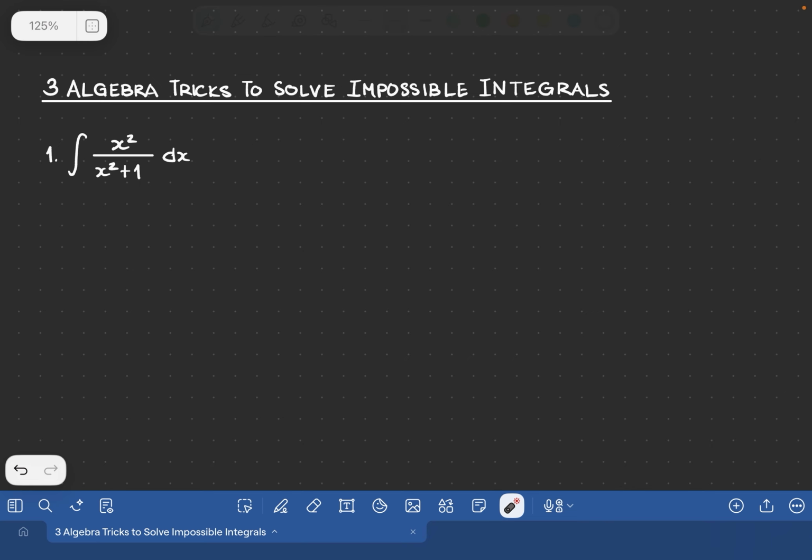Let us start with this level 1 problem. For this first problem, our goal is to find the antiderivative of x squared all over x squared plus 1 dx.